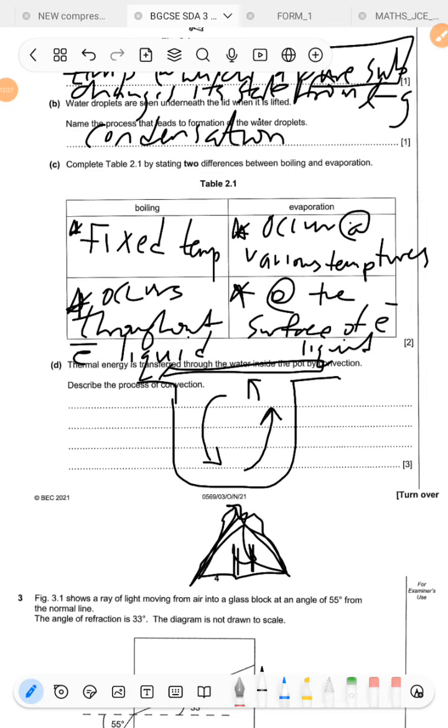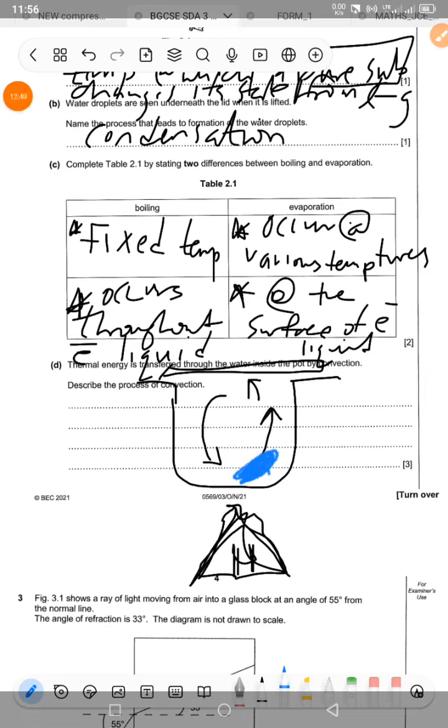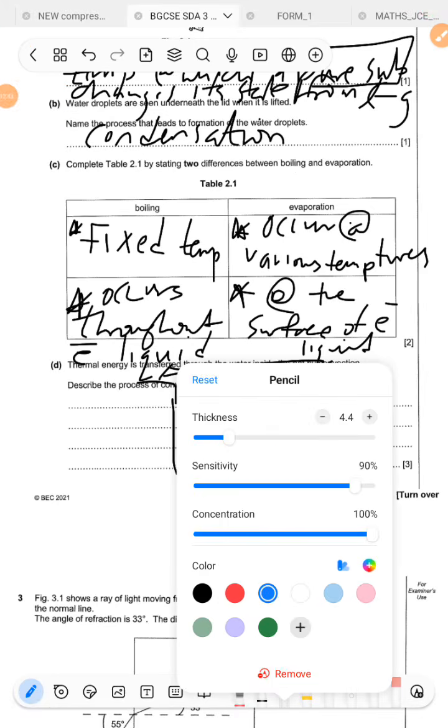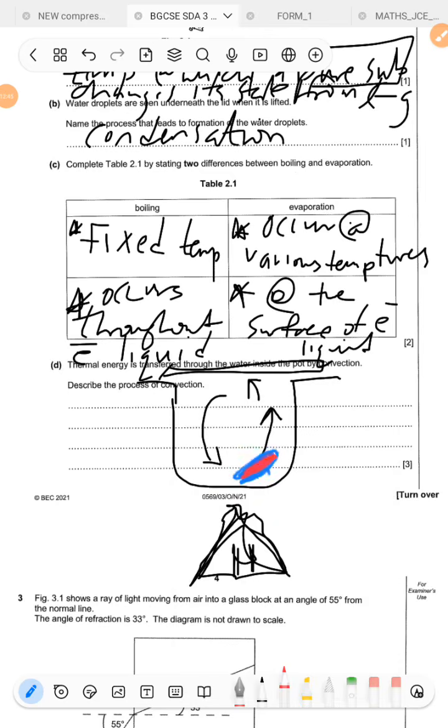Those arrows usually represent convection currents. Then I'll paint this area blue. No, not blue, red. Let's paint it red. We'll paint this part red because that's where you are heating. Then we'll paint this area blue. It will make sense in a minute.